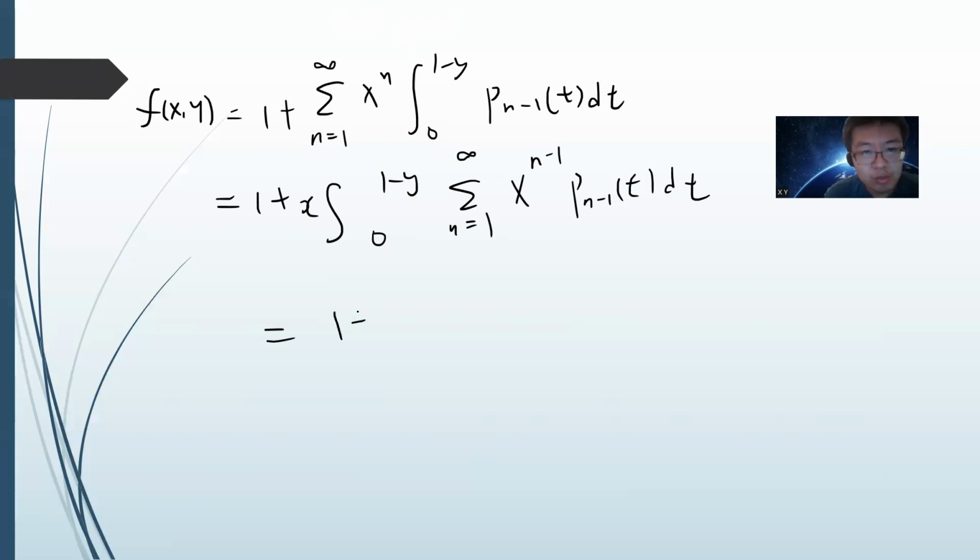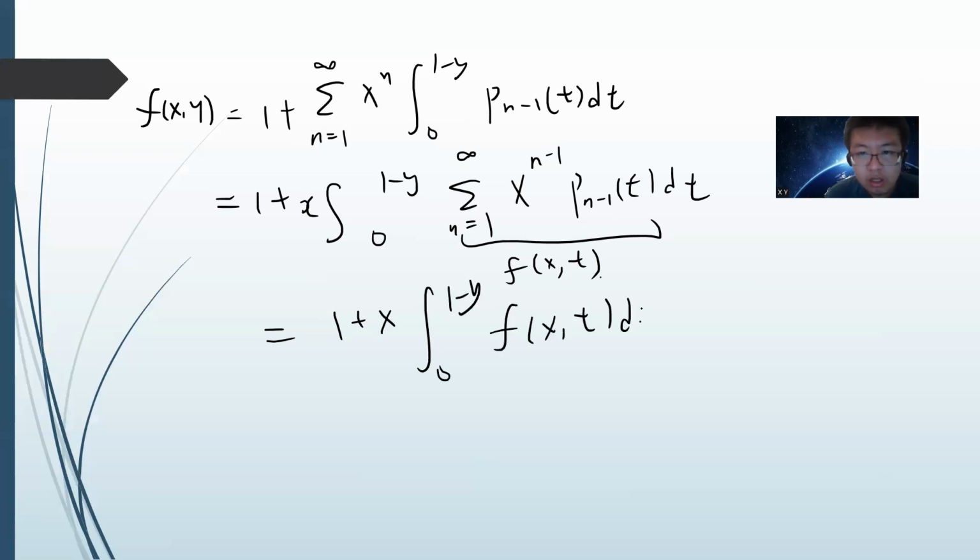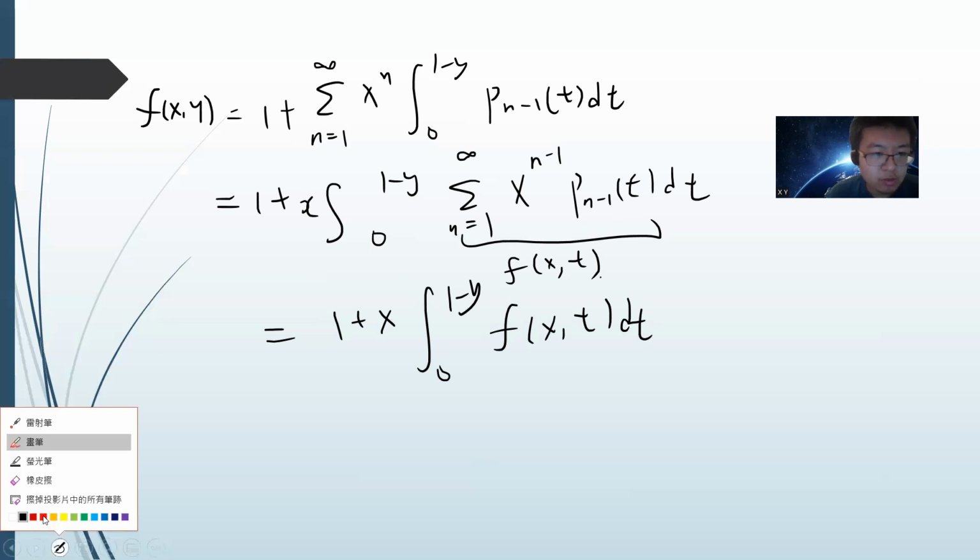Okay, so this is 1 plus x, and you can see this will give you f(x,t), because by definition this is just x^n p_n. When n equals 0, you can ignore the first term, so you got these ones.